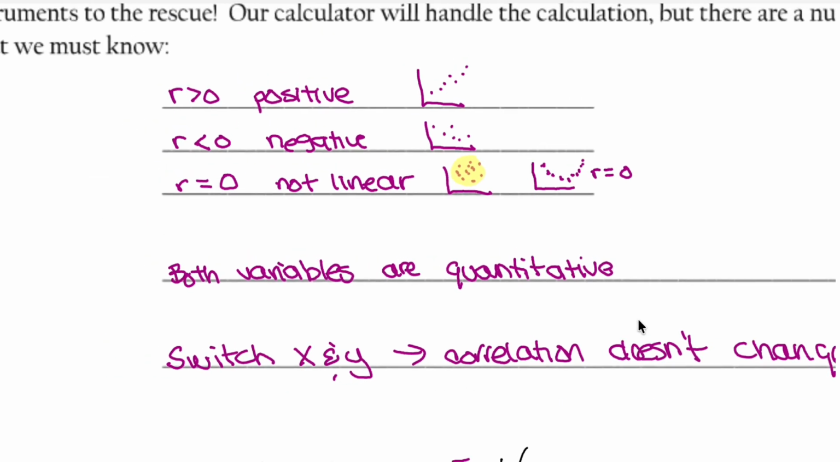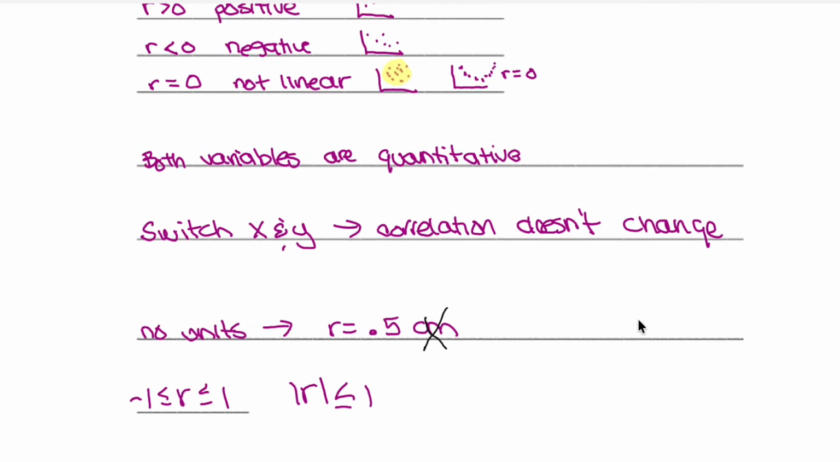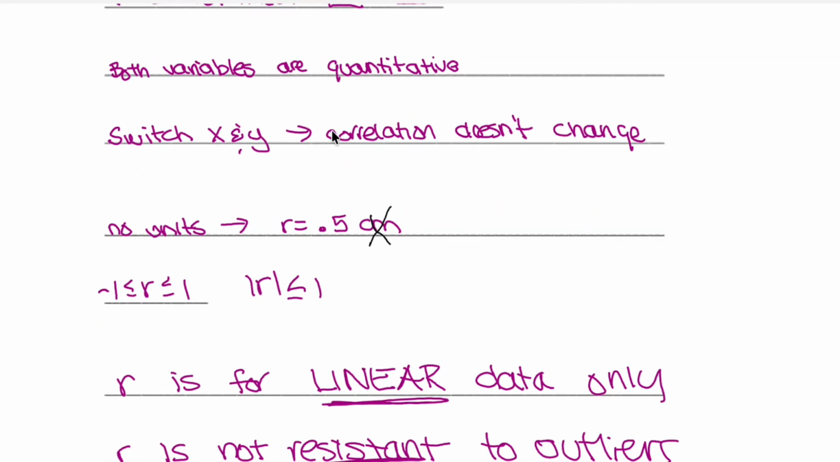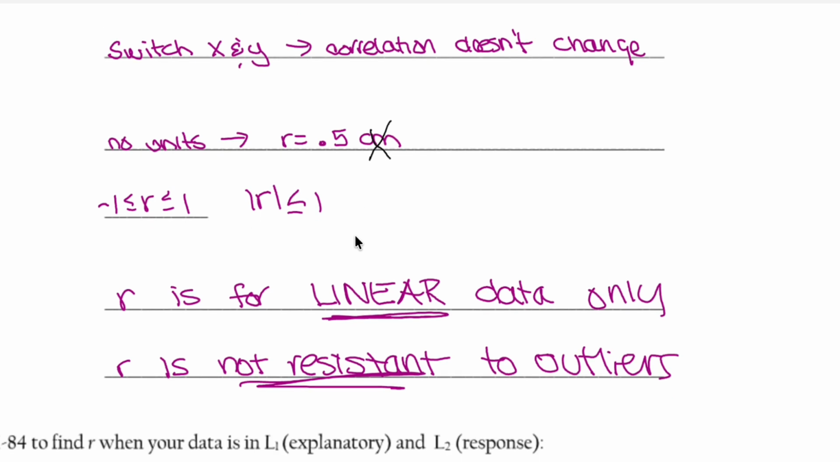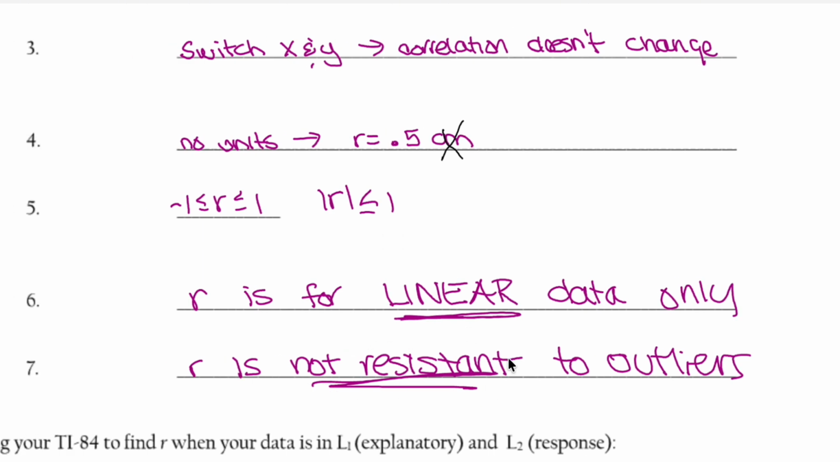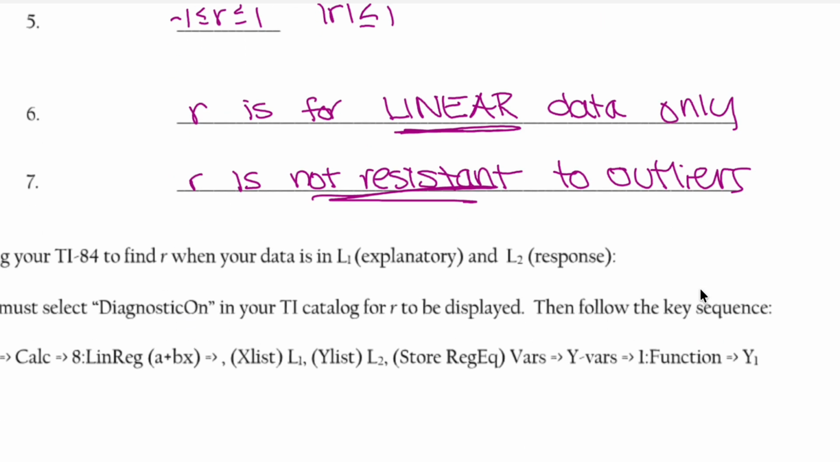And important properties of correlation, here are facts you must know. Both variables must be quantitative. Switching x and y does not change r. Correlation has no units. Correlation measures linear relationships only. And correlation is not resistant to outliers. So what does resistant mean? Resistant is like, for example, if you have an outlier that can change the whole pattern or overall trend of the data in your scatter plot, which can change R. Remember, R is only for linear data.